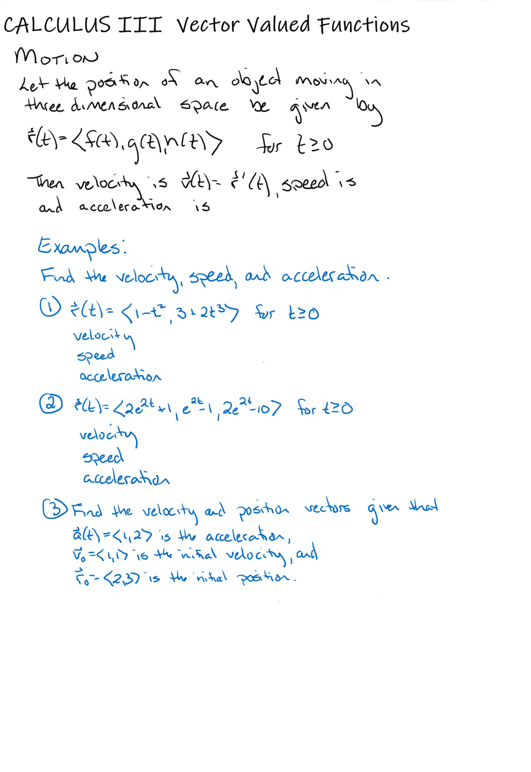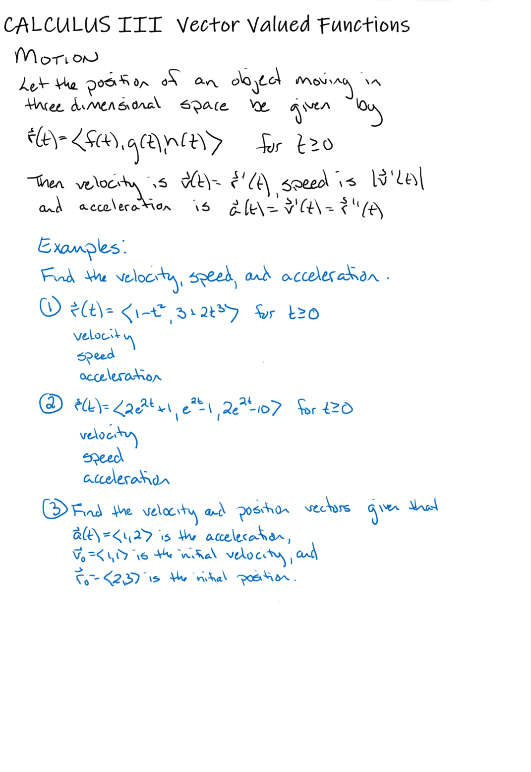The speed is the magnitude of velocity, and acceleration, which we denote as a of t, the vector, is the derivative of the velocity function, which is, of course, the second derivative of the position function. Let's take a look at some examples.